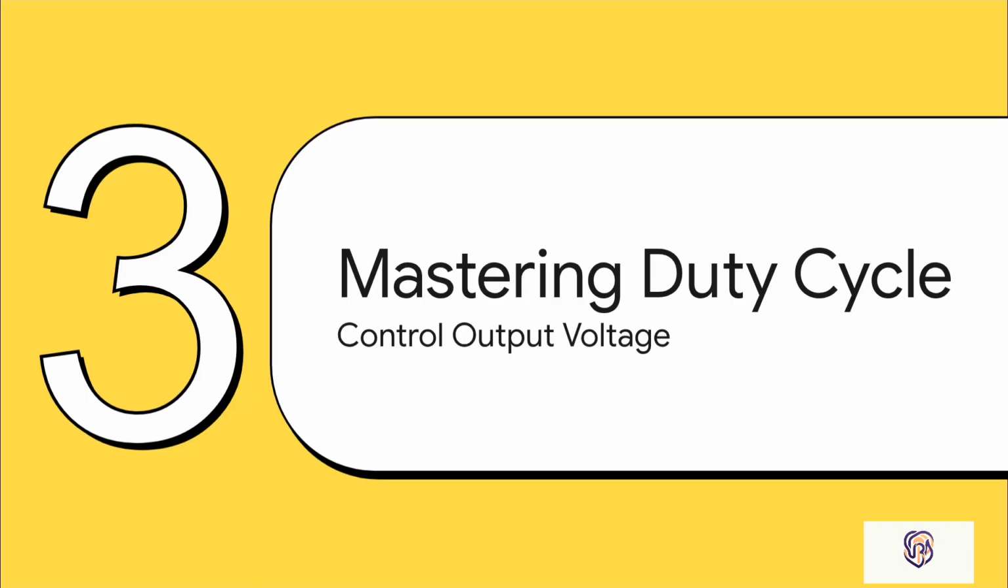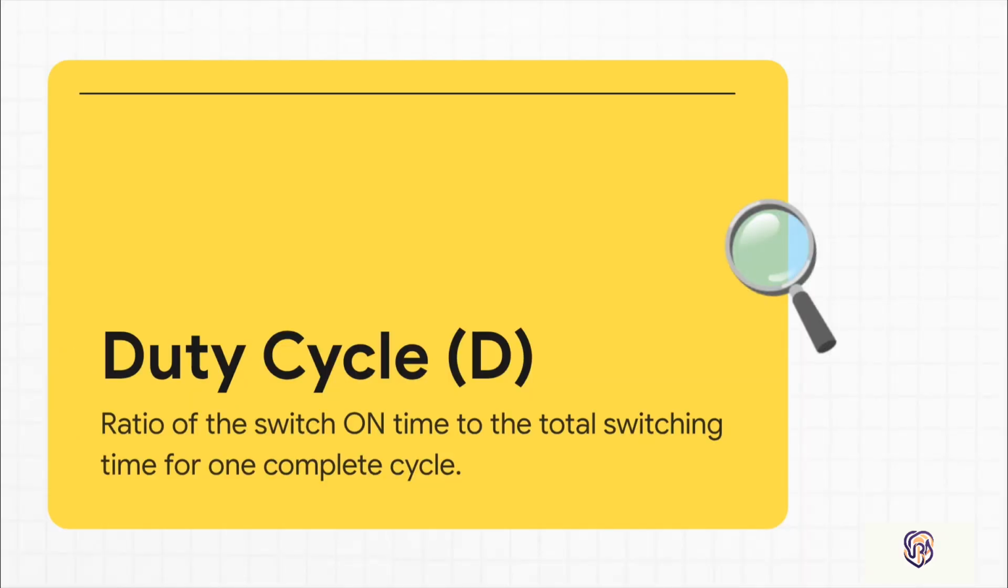Moving right along to section 3, mastering the duty cycle. So what is the duty cycle? Represented by the letter D, it is simply the ratio of the time our switch spends in the on position compared to the total time of one complete switching cycle. This really simple ratio is basically the master dial for controlling our average output voltage.